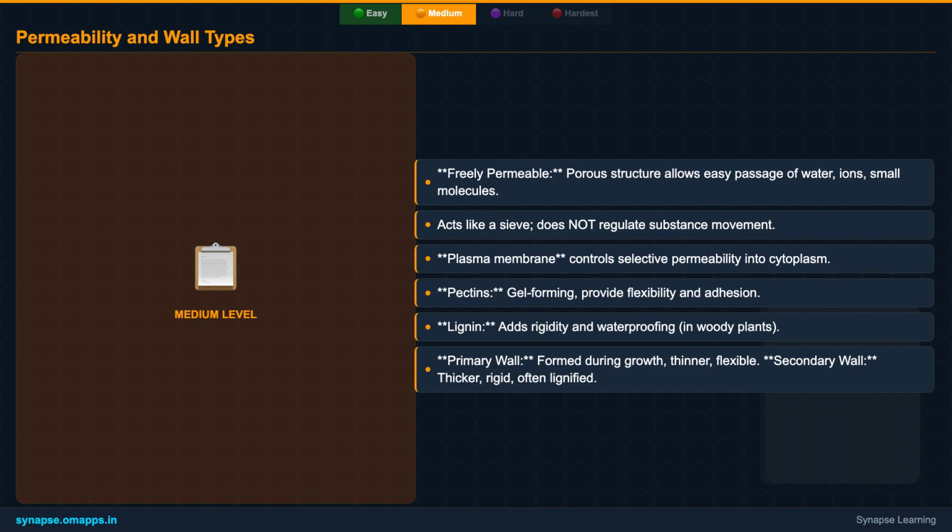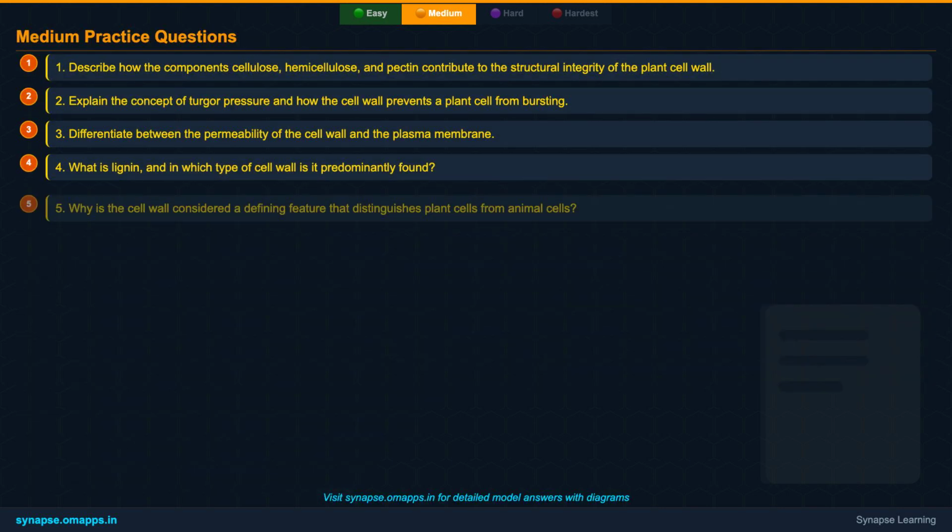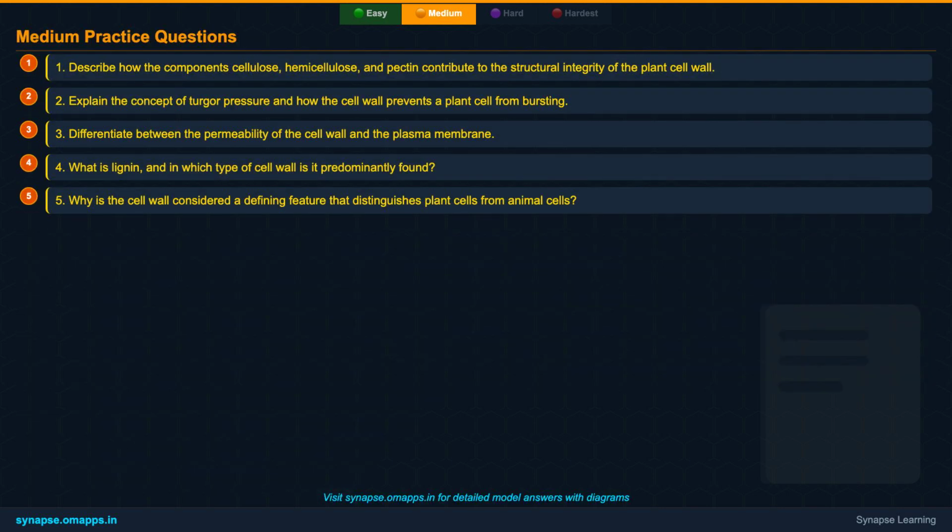This is a crucial distinction from the plasma membrane, which is selectively permeable and actively controls what enters and exits the cell's living protoplast. The cell wall simply allows access to the membrane, while the membrane makes the critical decisions about cellular intake. Alright, let's see how well you've absorbed these deeper insights.